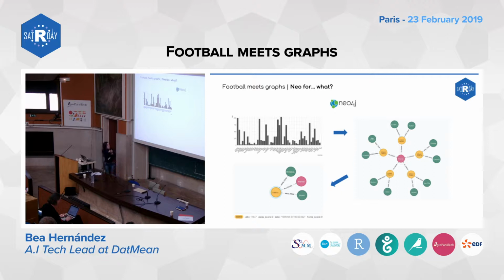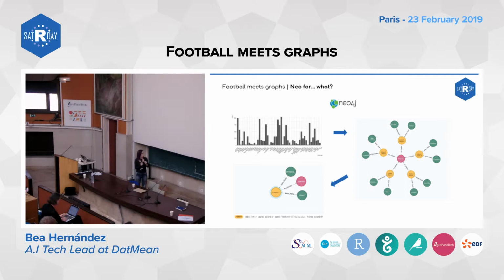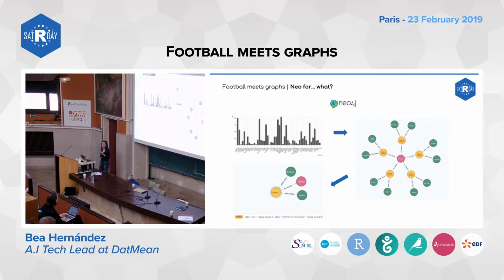I normally have this kind of data, which is tabular. I have tables and data frames, but I'm going to pass the data and use some kind of graph. And what is this? I have nodes and relationships. It's really easy. If two nodes are connected, then we'll have a relationship between both.